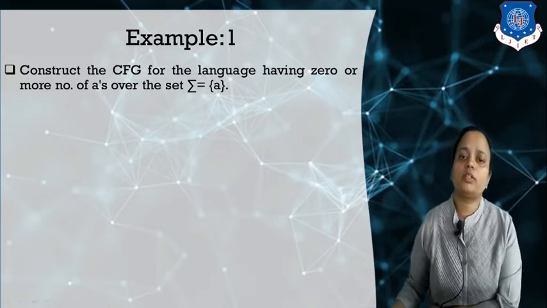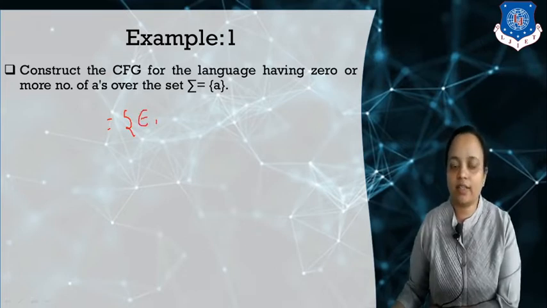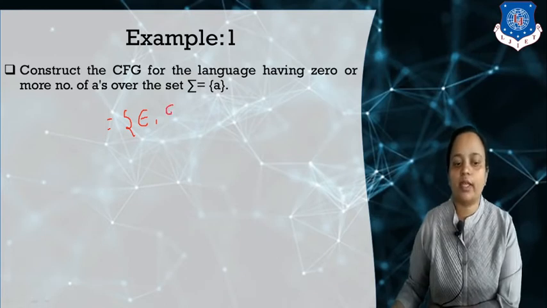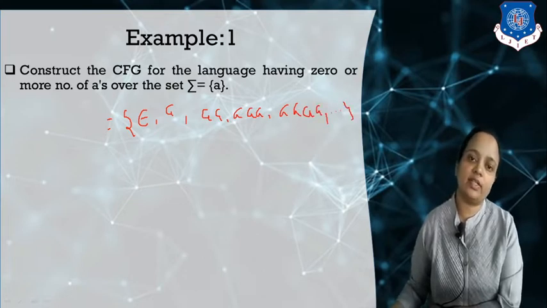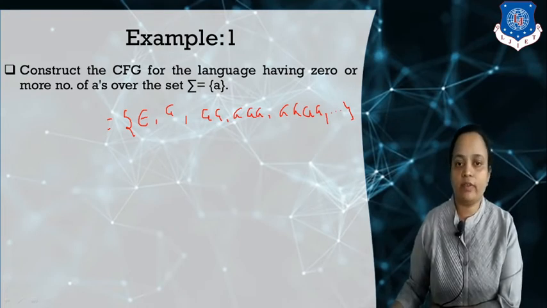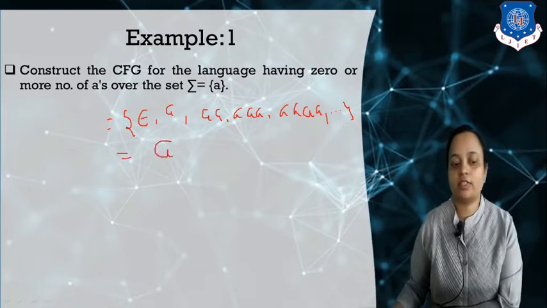What set of strings is generated? Start with the minimum length. 0 means that the set of strings contains an empty string, so it does not contain any A, that is A raised to 0. Then single A, double A, triple A, 4A, and it is infinite. This language contains an infinite set of strings. As we know, the regular expression for this is A star.